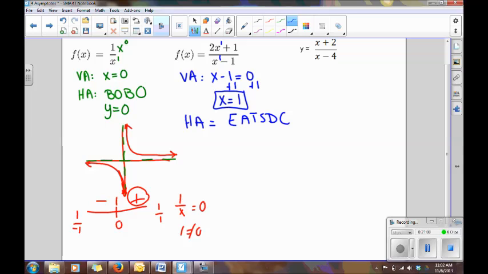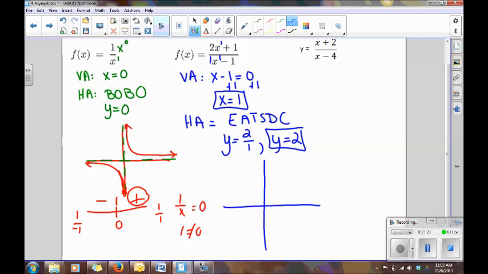We're going to divide our coefficients, so we've got a coefficient of 2 over 1, or y equals 2, is our horizontal asymptote. So what that looks like on our graph, we've got a vertical asymptote at x equals 1, and we've got a horizontal asymptote at y equals 2. This is 1. Okay.